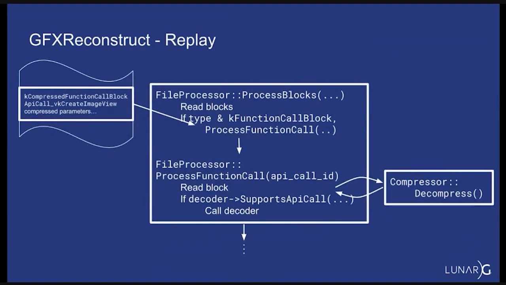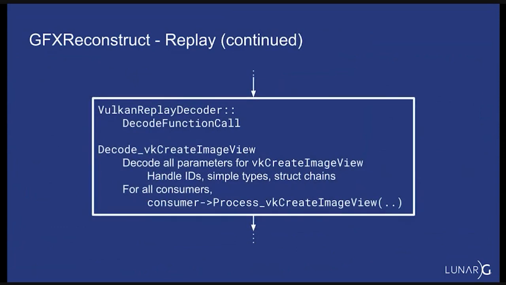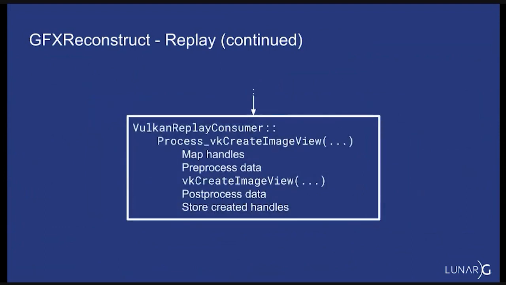On replay, the reverse process, we read out one of these blocks from the file. We optionally decompress it, pass it from the file processor to the decoder, which knows how to take these things out of a buffer and make actual variables out of them, and then calls each consumer in turn, which then actually does on replay the calls to the function that we want.